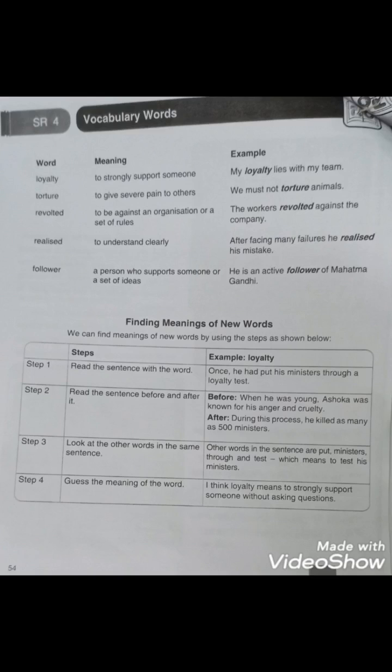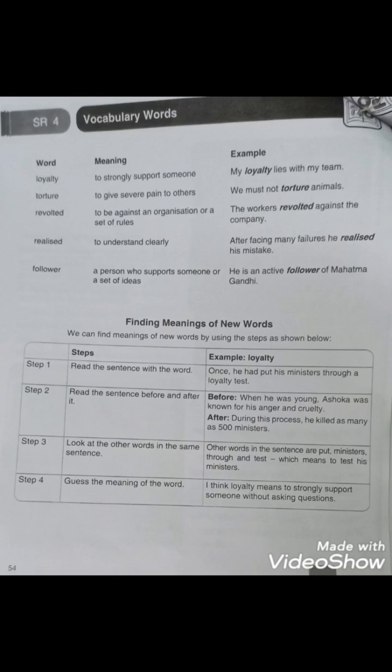See, finding meanings of new words. We can find meanings of new words by using the steps as shown below. See, step 1, 2, 3, 4. What are the things we have to follow in all the 4 steps? And the example for loyalty is given step by step in the column. Step 1. Read the sentence with the word loyalty. See, once he had put his ministers through a loyalty test.